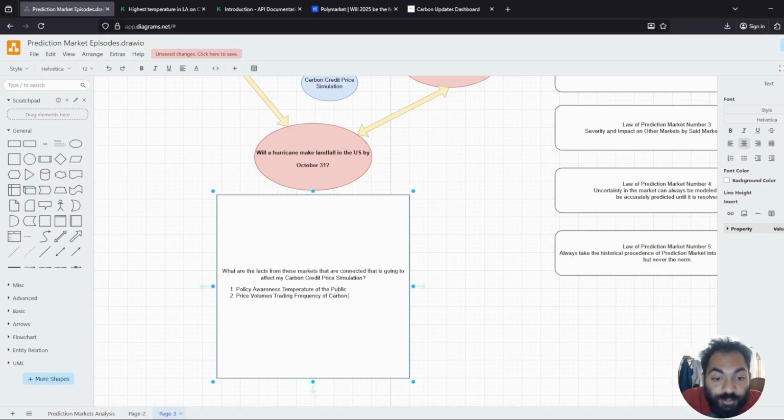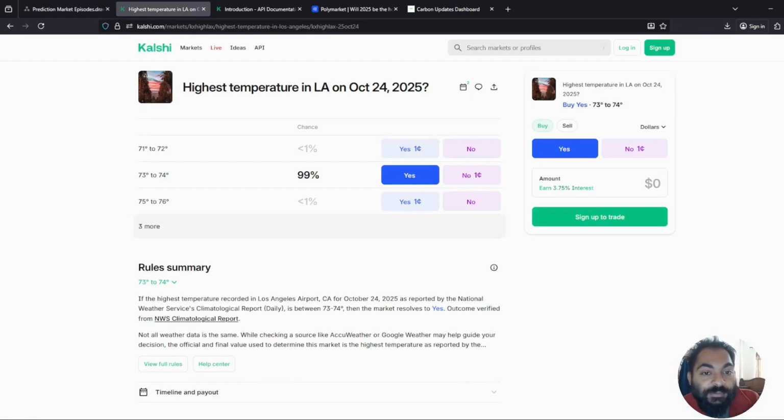of carbon credits, right? So let's say there is the highest LA, right? And the first part is there is like a really good awareness.